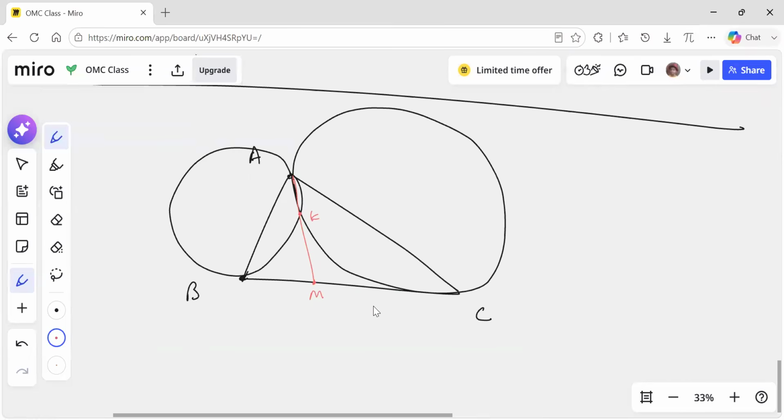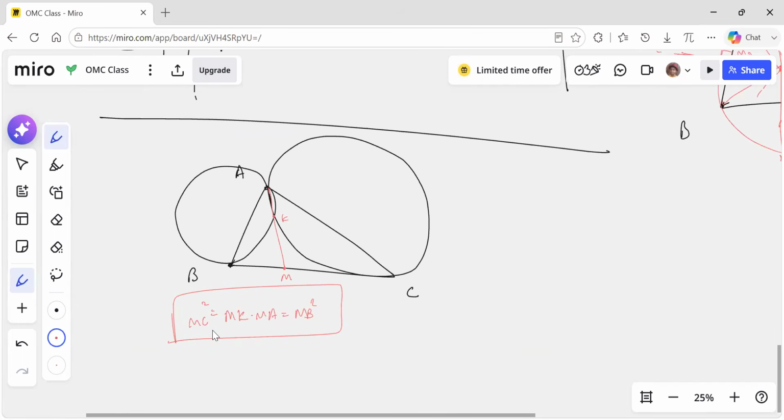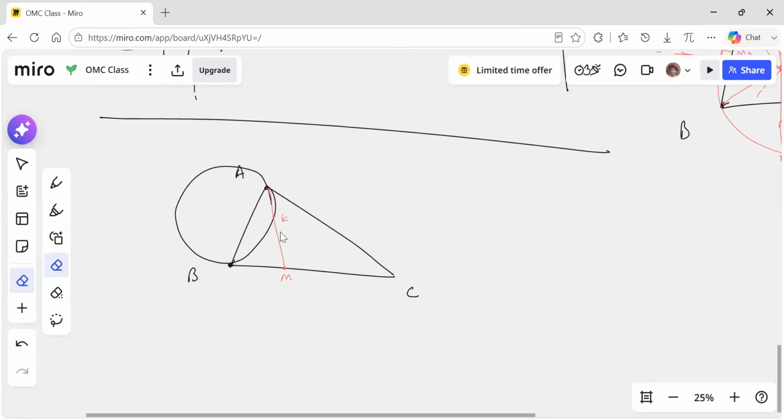Midpoint of BC. Good. Now, why is that true? POP. Okay, can you just tell it for the sake of awareness? MK into MA is MB square and is also MC square. Good. So does everyone see why this is true? Yes. Okay, nice. And now let me draw a good diagram for this because this is going to be important.